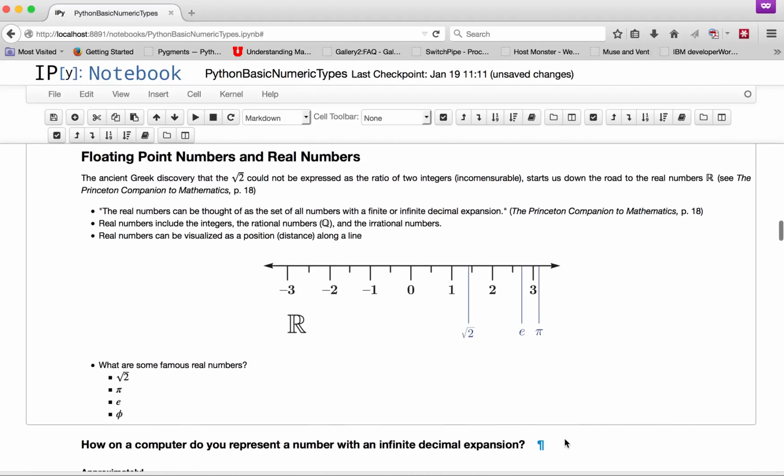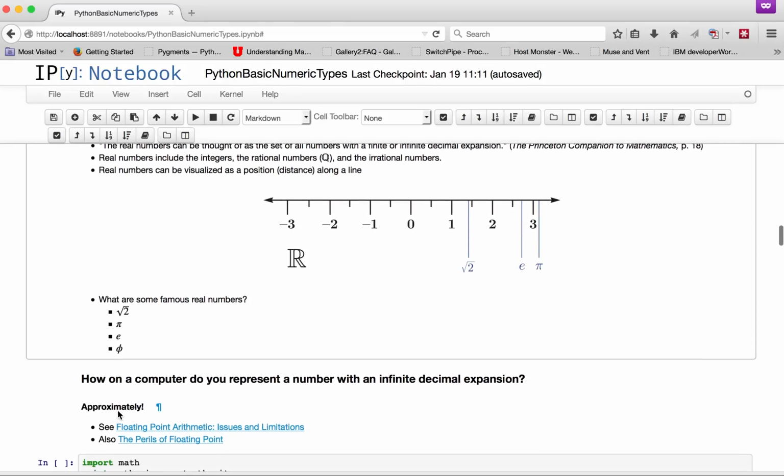What are some of the famous real numbers that would come up in our computing? Well, square root of 2, pi, e, and not really something that comes up often in our computing, but phi, which is used to represent the golden ratio.